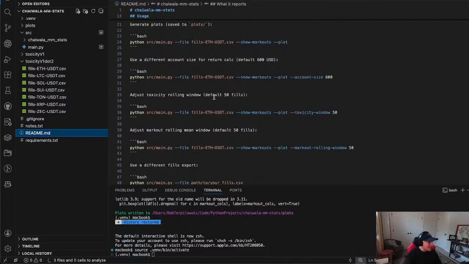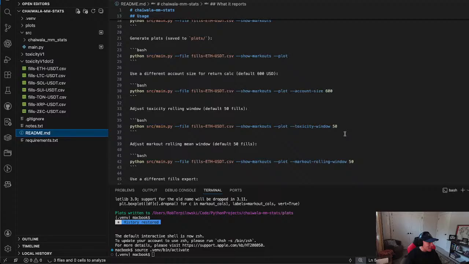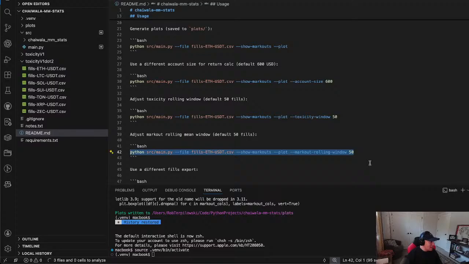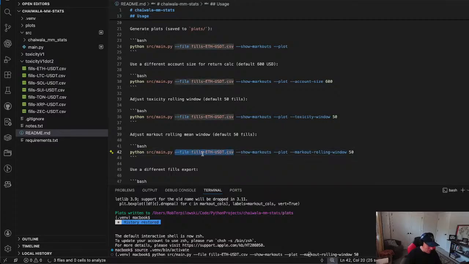But I can copy one of these commands here, and I'm just going to change this up. I'm going to move the file name to the end of the command, since the file name is going to be changing.